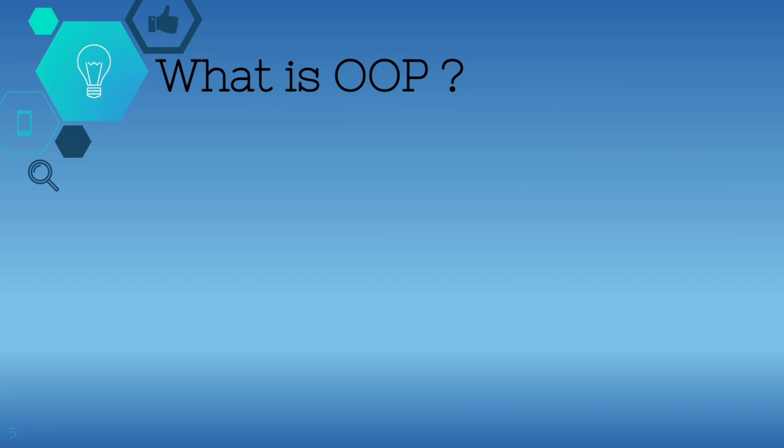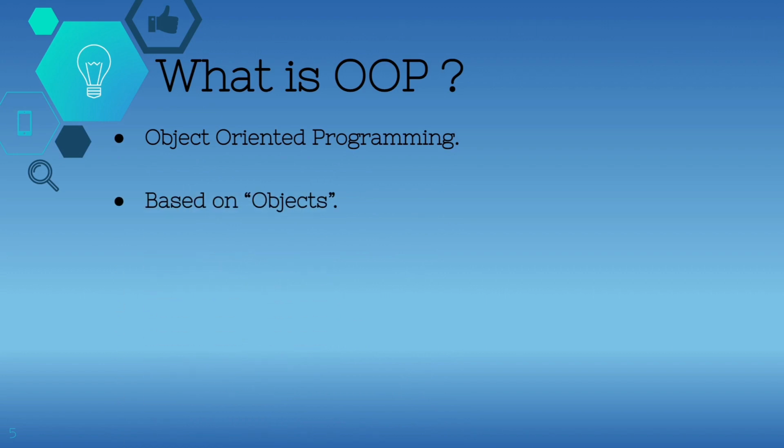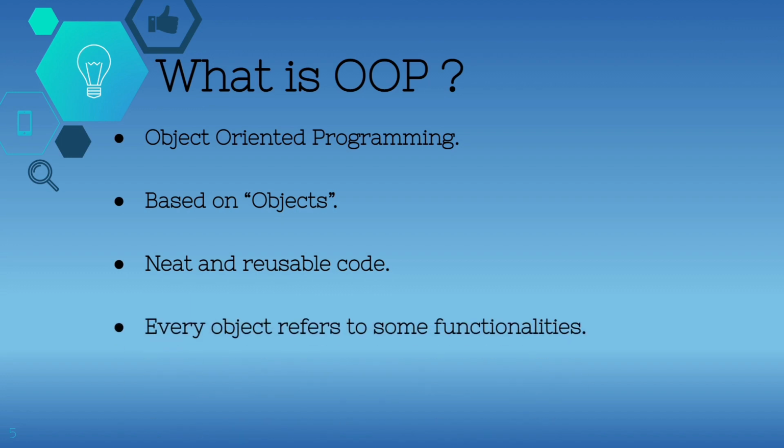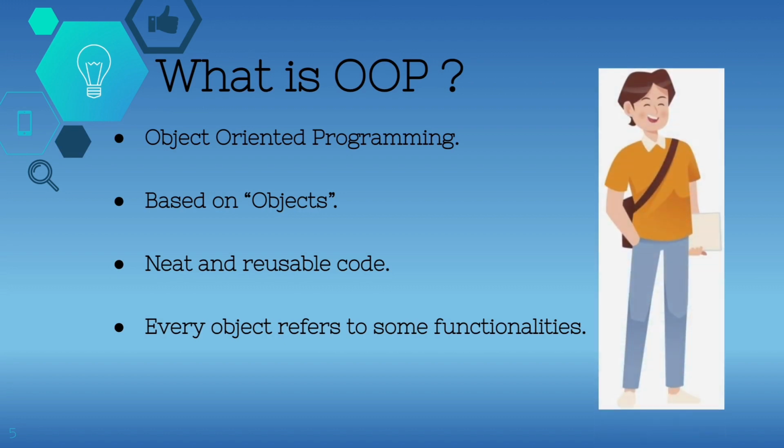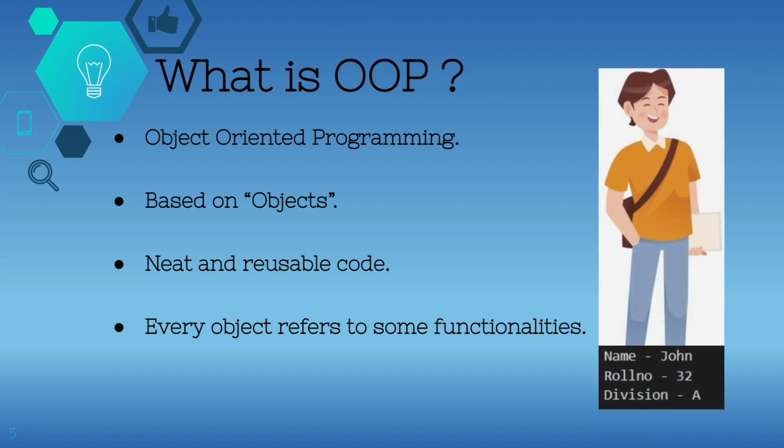What is OOP? OOP is object-oriented programming and it is a way of computer programming which is based on the concept of objects. An object contains the data in the form of attributes and code in the form of methods. This approach is used to create neat and reusable code. It is divided into different objects and every object refers to some different functionality. This could be understood by an example of a college-going student who has some specified attributes such as name, roll number and division, where roll number, name and division are the attributes of a student. This will get clearer as we proceed further with the topics.